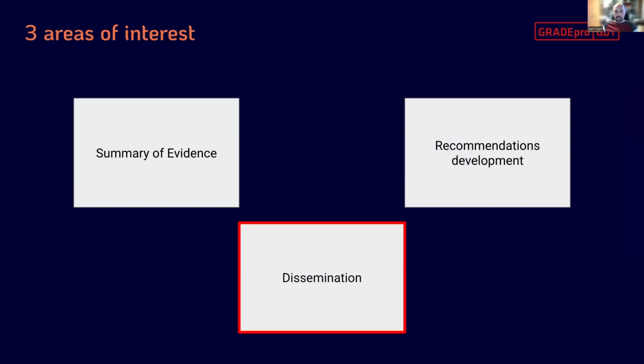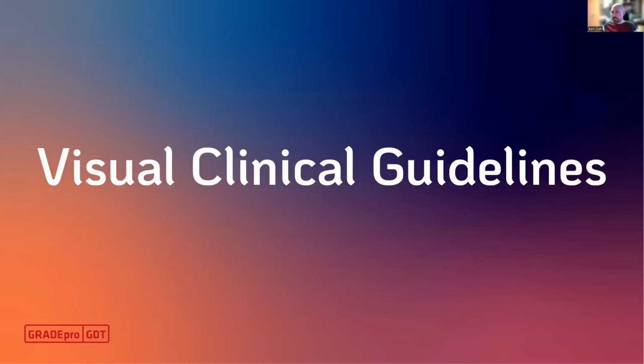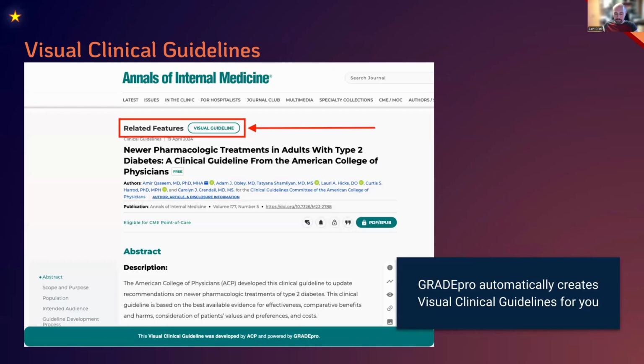And the final part is about the dissemination. So this is also quite interesting and good achievement. We work together with ACP on that, which is called visual clinical guidelines. So if you were recently on Annals and you were going through the newest guidelines they published, maybe you saw this functionality, so visual guideline. This is now available in two guidelines, newest treatment for type 2 diabetes and migraine prevention treatments. So this is something we did together.